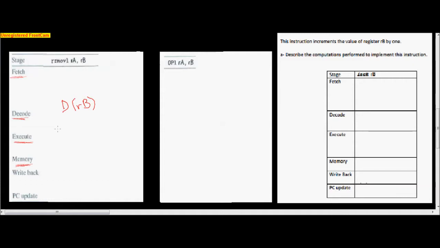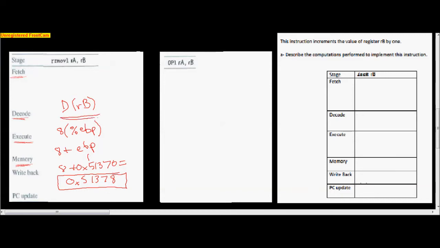This should look familiar because we've been playing with EBP. This format says this is going to be 8 plus the address in EBP. So really this is an address, like 0x51370. This says 8 plus this, and that'll give us 51378. Realize this is an address, so if you see this format, we're talking about memory.